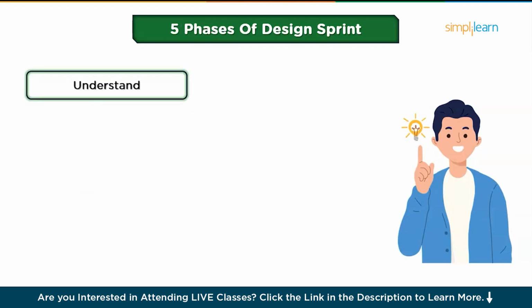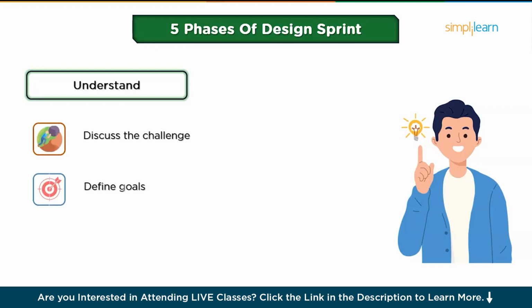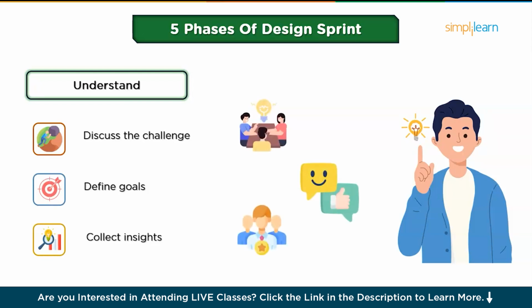So the first phase focuses on understanding the problem. So the team gathers to discuss the challenge, define goals, and collect insights about users. So this phase involves brainstorming, reviewing user feedback, and hearing from experts to ensure everyone is on the same page. So teams also create a map to visualize the problem and identify the areas they need to focus on.